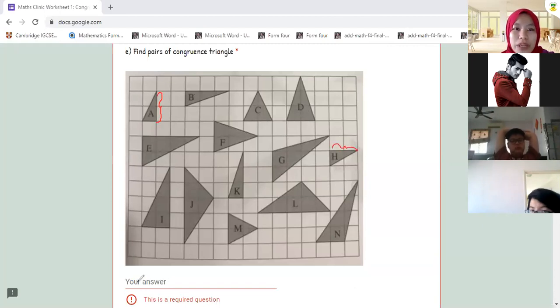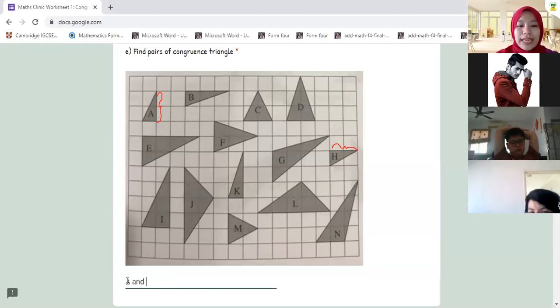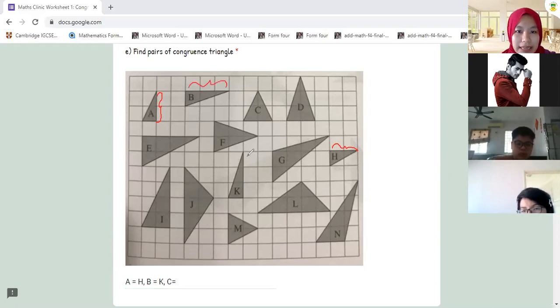Correct. So what you need to do? Type A and H. A and H. What is another pair? B and... you can also write B. A is equal to H. B is equal to 3 units. Thank you. Okay, see, maybe you have to work very fast on this. This is 3. This is 3.